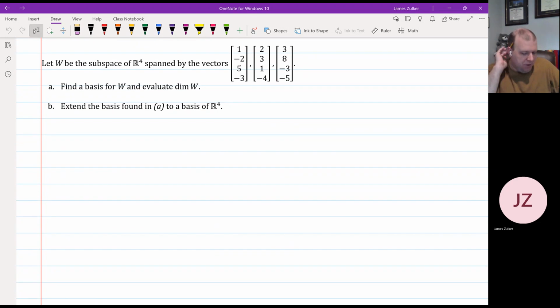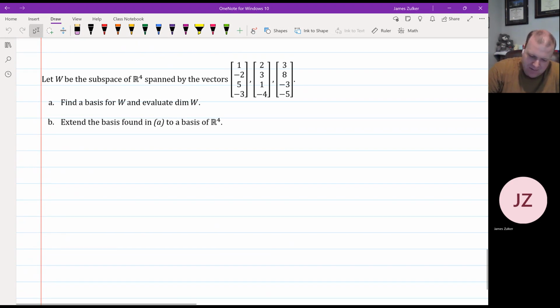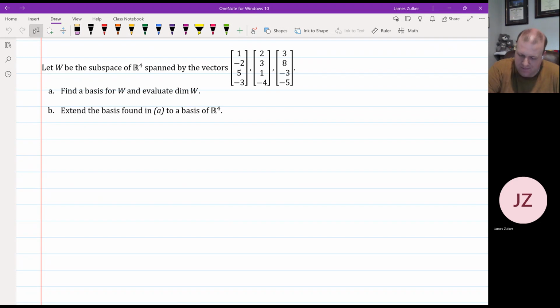What we say now is W is a subspace of R4 that is spanned by these 3 vectors. We first want to find a basis for W and then find its dimension. Right, and then we'll extend the basis found in A to a basis of R4. Well, since W is being spanned by these three vectors, let's just take those three vectors, see if they're linearly independent. If they are, then we have our basis.